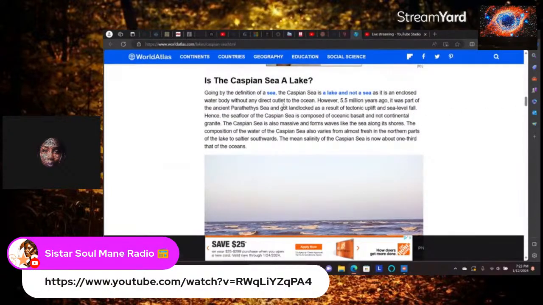It says, going by the definition of a sea, the Caspian Sea is a lake and not a sea, as it is an enclosed water body without any direct outlet to the ocean. However, 5.5 million years ago, it was part of the ancient Paratethys Sea and got landlocked as a result of tectonic uplift and sea level fall. Hence, the seafloor of the Caspian Sea is composed of oceanic basalt and not continental granite. The Caspian Sea is also massive and forms waves like the sea along its shores. All right, so this is important.